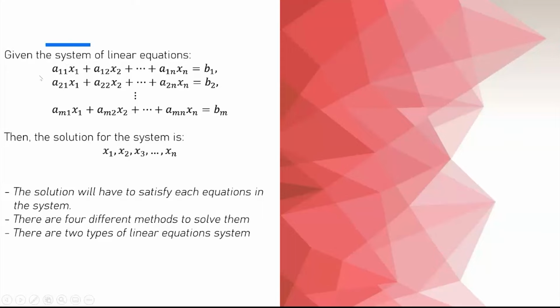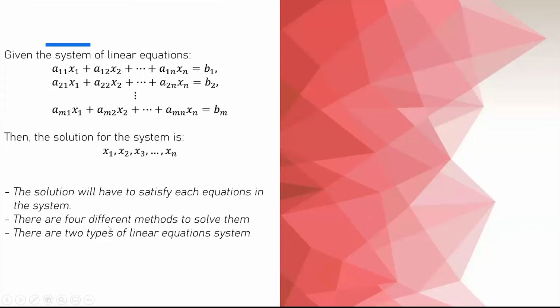In case the system of equations is a11x1 plus a12x2 plus all the way till a1n xn equals b1, then the solution is x1, x2, x3 and all the way till xn, and there's no limit for n as long as n is a real value. The solutions that we obtain have to satisfy each of the equations that makes up the system of linear equations.